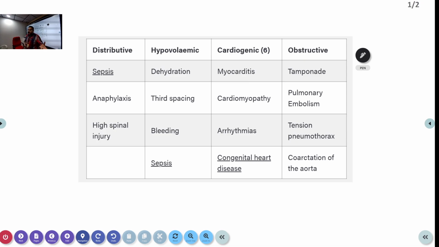So here cardiac output is not an issue right now, but venous return is decreased. Why is venous return decreased? Because blood is getting pooled in the peripheral circulation. You understood this concept? Clear?